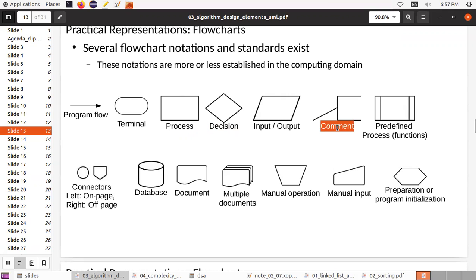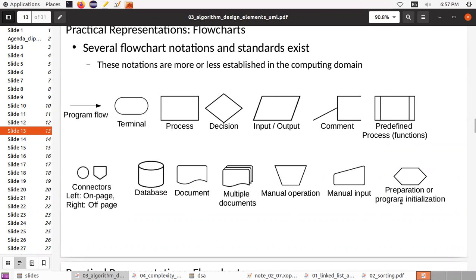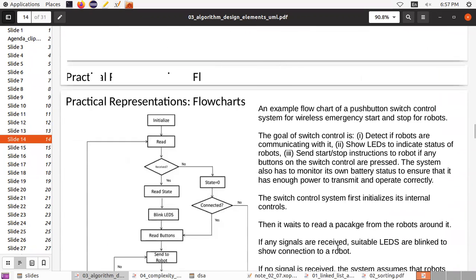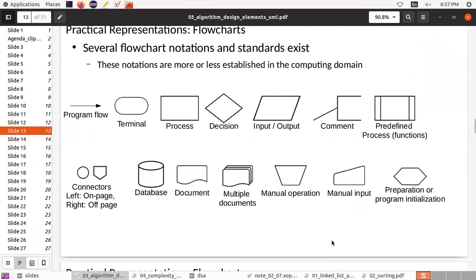Comments are written in this way. Predefined processes or other functions are written like this. Connectors are written like this. Databases, documents, multiple documents, any manual operation, manual input, and program initial conditions. Okay. But this is not hard and fast. Some people may follow a different technique of representing this, but more or less, this is what people stick to, at least in computer science.